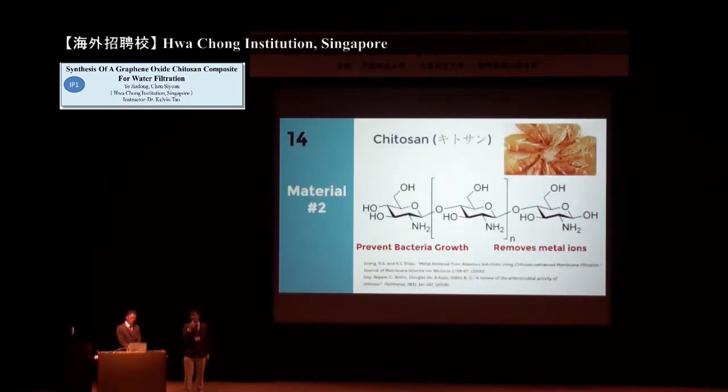Apart from graphene oxide, we are also using a material called chitosan. Chitosan is a polysaccharide that can be found in the shells of prawns. And this is the structure of chitosan. It again has two properties that we want. It's able to prevent bacterial growth and remove heavy metal ions.